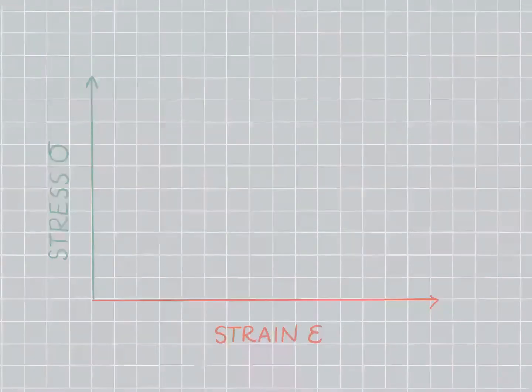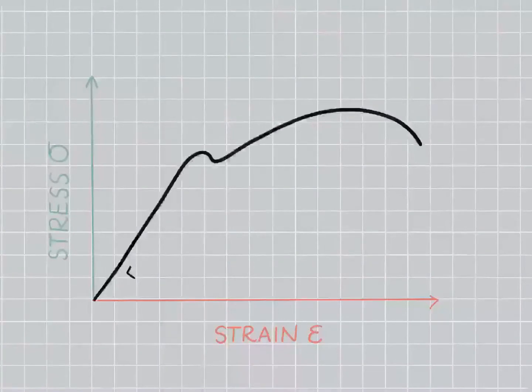Last video we talked about the stress-strain diagram. So just a little recap. Stress is the force that a material can withstand, or essentially how hard your material is being pulled. And strain is the change in length of the material. So essentially how much is your material stretching when you're pulling it. A typical stress-strain diagram looks something like this.